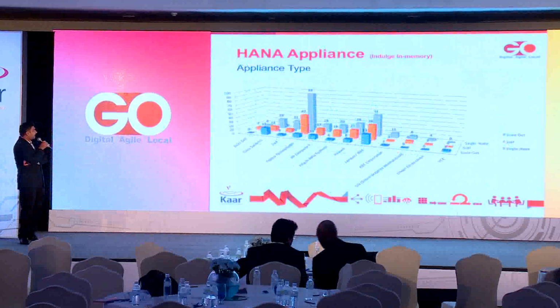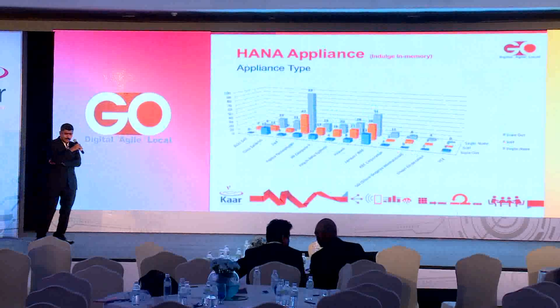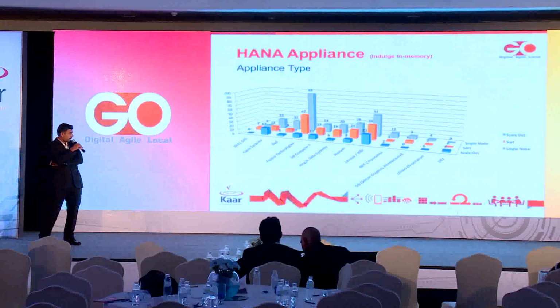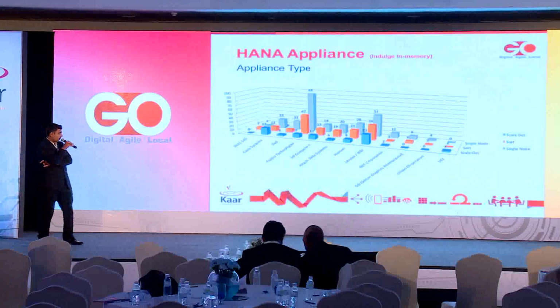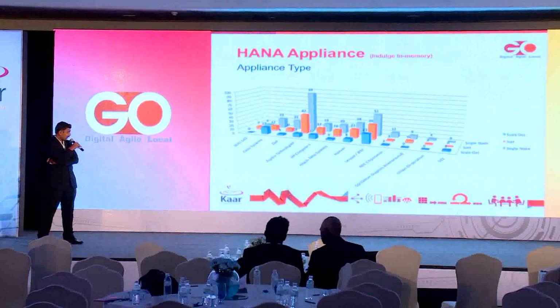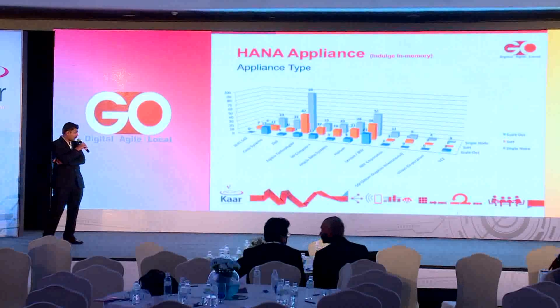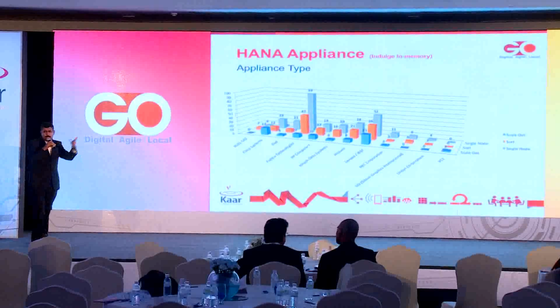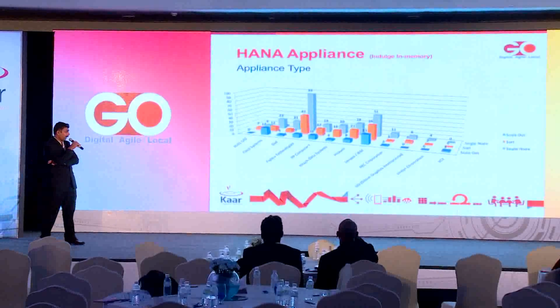Again, next is appliance type. There are 3 appliance types available. Single node, basically a single installation. Another one is SoH, SAP Suite on HANA. Another one is scale out, for a multi-server, multi-node approach.